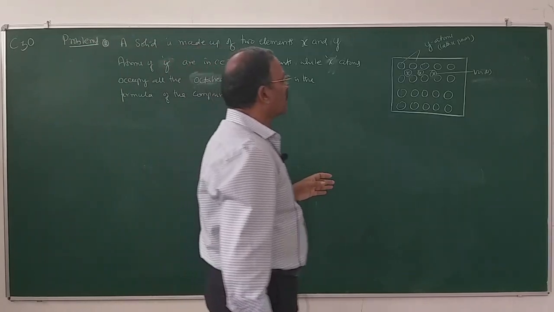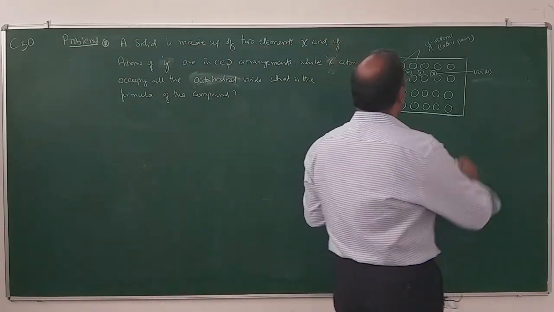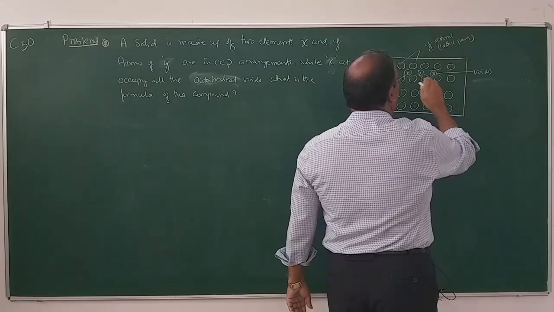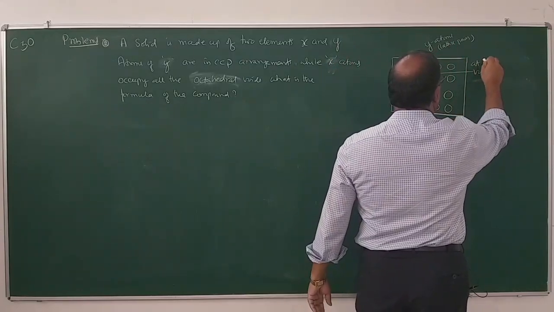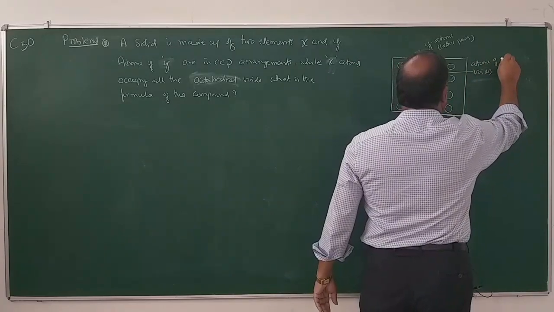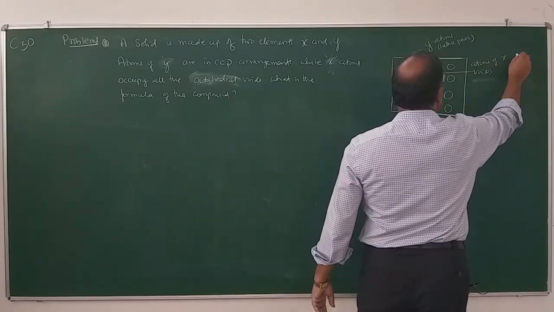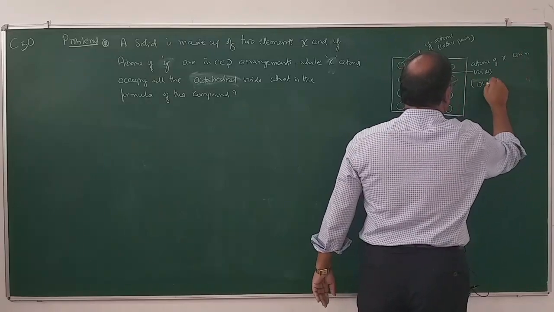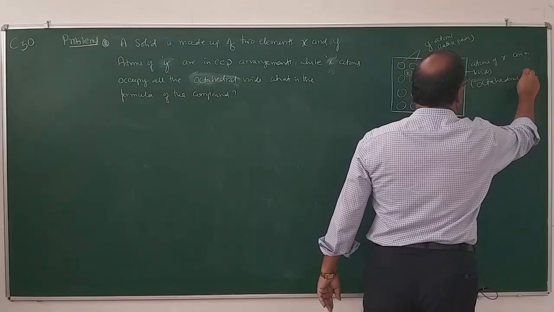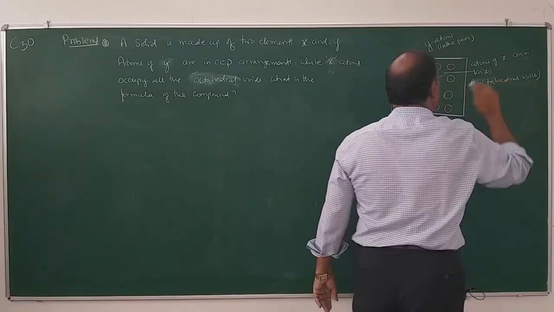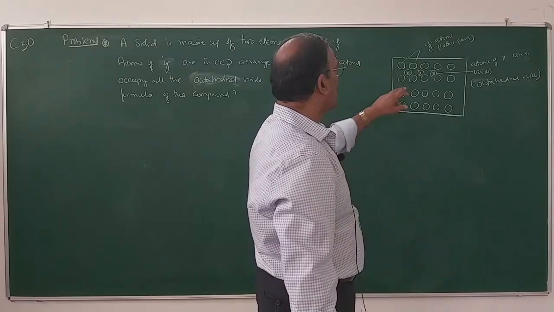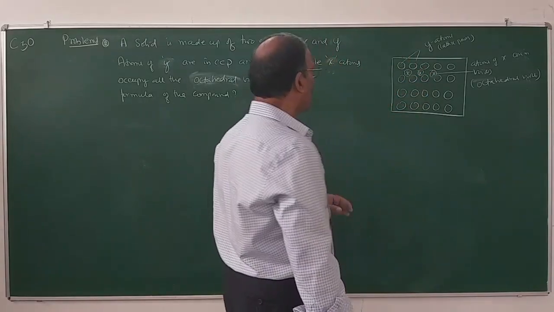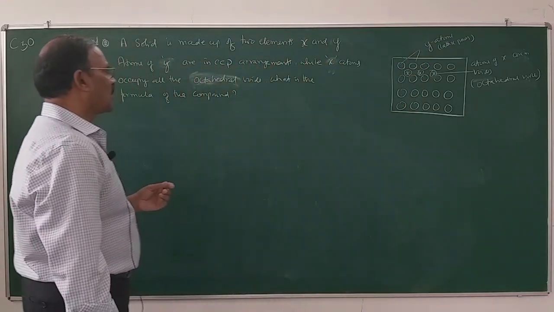So, here there are two elements. Atoms of Y are in lattice points, CCP, while the atoms of X are in voids. Which voids? Octahedral voids. All the octahedral voids are occupied by the atoms X, and the lattice sites are occupied by Y. What is the formula of the compound?